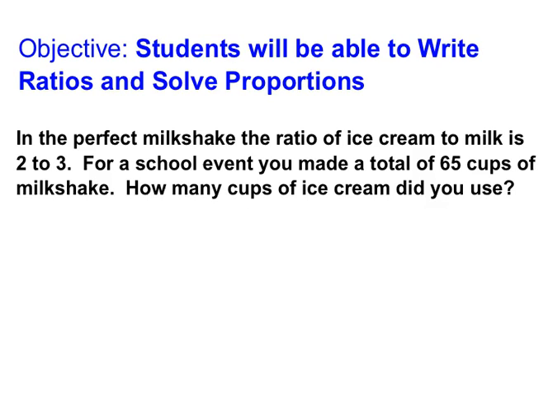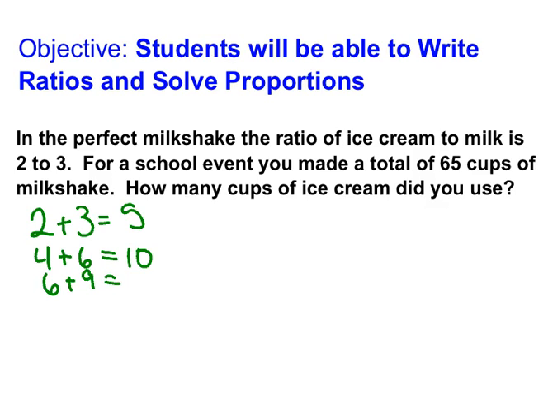Well, you can first think about one milkshake. One milkshake is going to be 2 parts ice cream plus 3 parts milk for a total of 5 cups of milkshake. If you're going to make it for 2 people, you need double the amount. You need 4 cups of ice cream plus 6 cups of milk, and that's going to give you a total of 10 cups of milkshake. And so if you think about it, even for a third person, we're going to triple the original amount. 6 cups of ice cream plus 9 cups of milk gives us a total of 15 cups of milkshake.